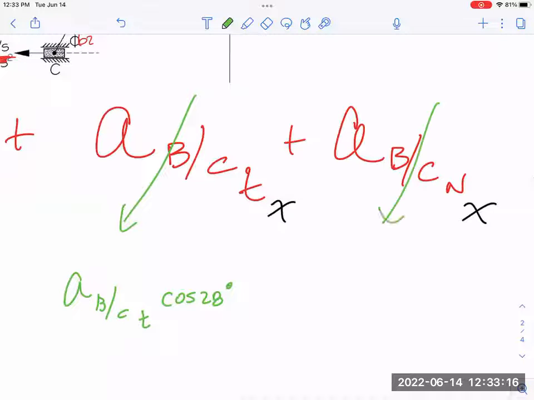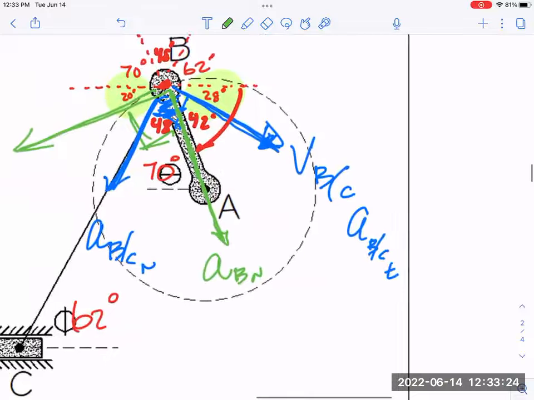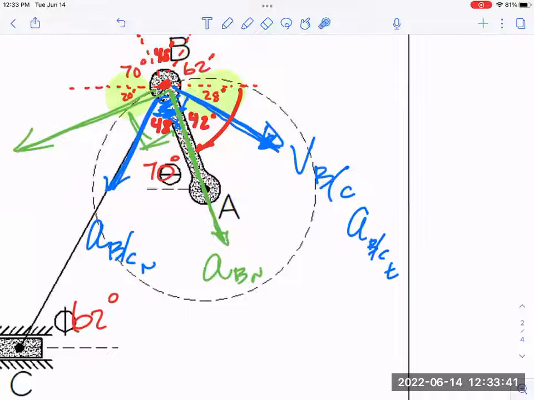And what about this one? What about normal? I'd like that to be acceleration of B with respect to C normal without an X component. Well, where is acceleration of B with respect to C normal? Oh, it's right there, right? So what's its modifier? Well, based on what I did a second ago, if this angle right here is 62, then the one across from it is also going to be 62. So this whole angle right here, just like this whole angle over here was 70, is going to be 62.